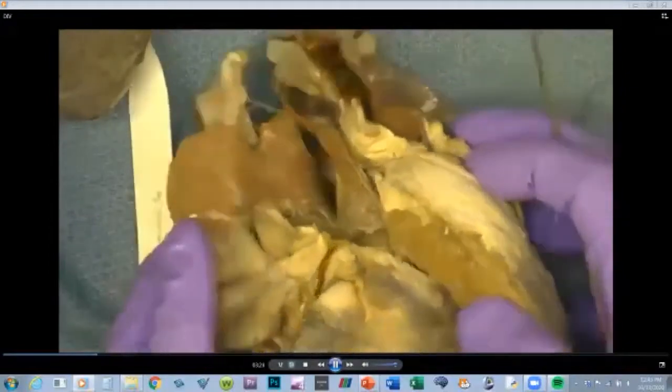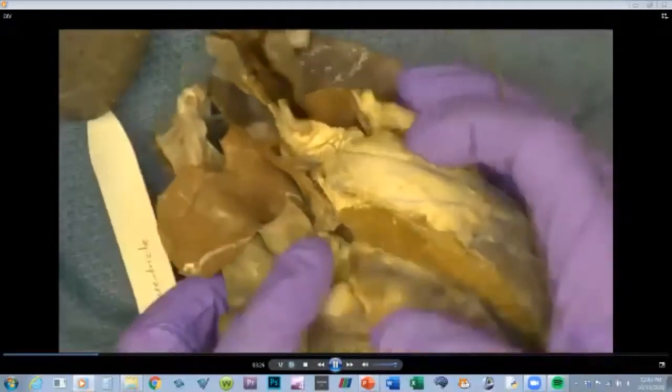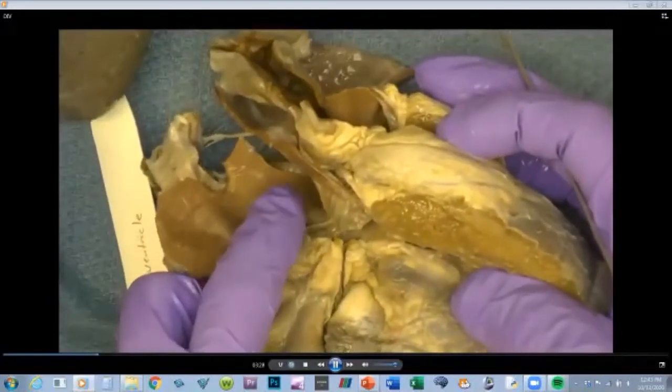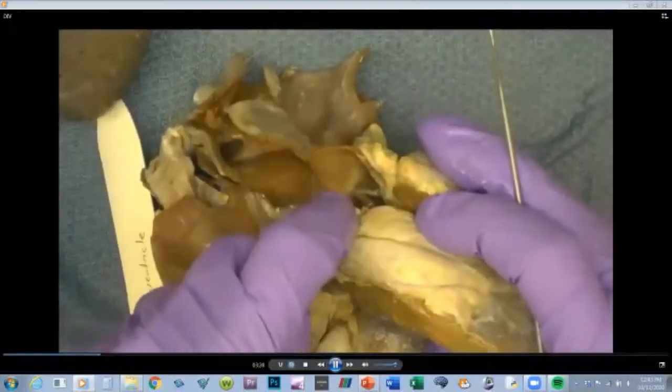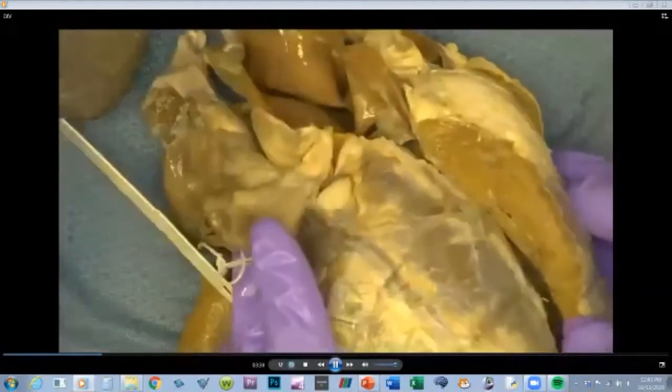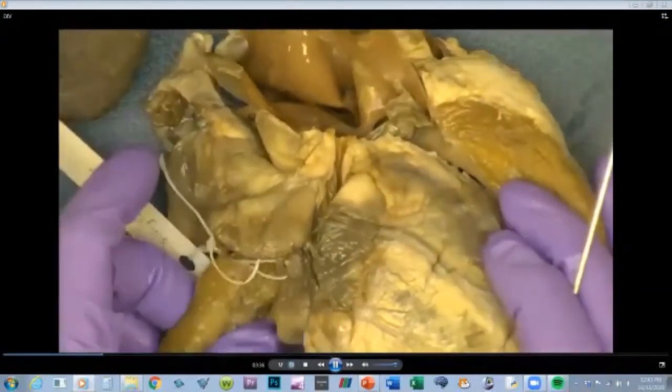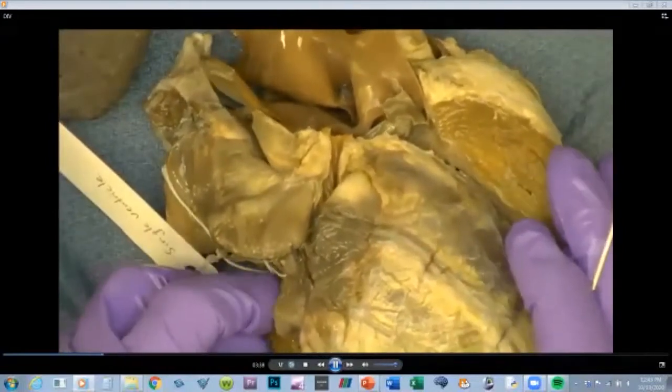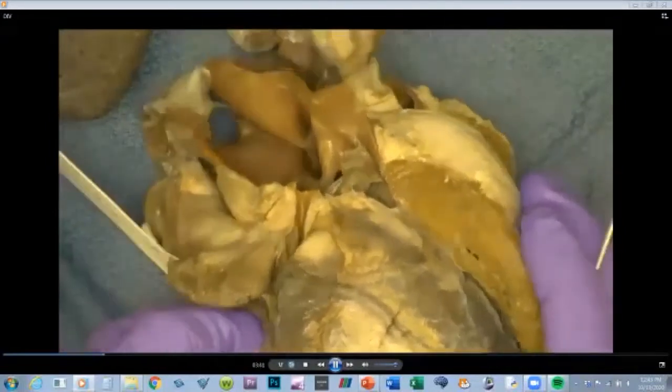Here, if we put this back together, this is levocardia. So here's the pulmonary trunk posterior and to the right, and the aorta here anterior and to the left. So this is the solitus atria that we saw, and L-looped ventricles, and an L-transposed aorta.